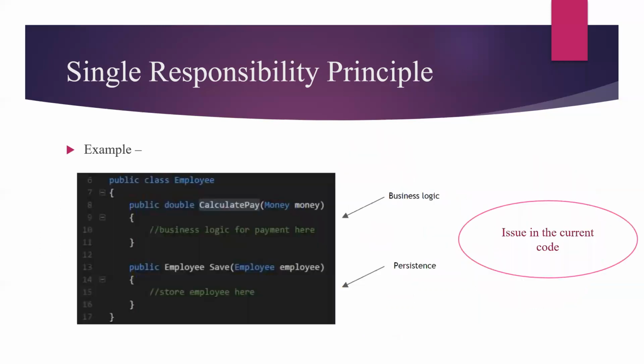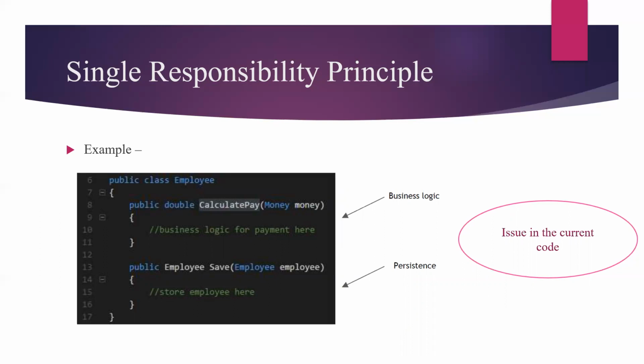Let's understand this with an example. So here you can see we have a class Employee, and inside this class we have two methods. One is calculating the salary, or you can say pay, of the employee, and one is saving the data of the employees. So you see that there's an issue in this code. We have a save logic and we have a business logic to calculate the salary. So this class is basically having more than one responsibility. One is to calculate the pay and the other is to save the employee details, right? So this is an issue in this class Employee.